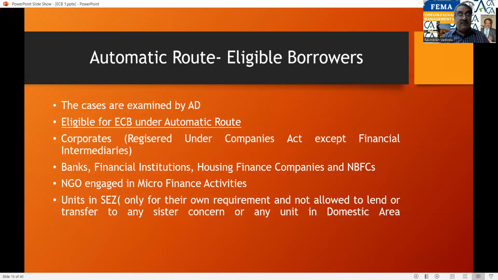A very, very important thing. If any NGO is engaged in microfinance activities, they are eligible to raise the ECB, but the unit is situated in a special economic zone. They can receive this amount of ECB only for their own requirement, and after receipt of ECB they are not supposed to lend or transfer the money to any sister concern or to any unit in the domestic area. Whatever funds SEZ units receive, they have to utilize only for their requirement.